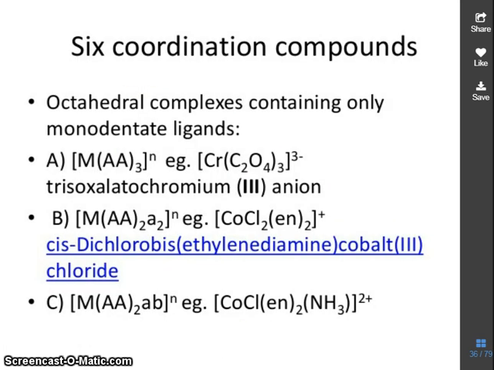Now friends, six coordination compounds: octahedral complexes containing only monodentate ligands. So M(AA)3 and [Cr(C2O4)3]3 minus, trisoxalatochromium(III) anion, or M(AA)2a2, called cis, example [CoCl2(en)2]+. AA means two donor atoms, en. So cis dichlorobis(ethylenediamine)cobalt(III) chloride, or M(AA)2ab, example [CoCl(en)(NH3)2]2+.